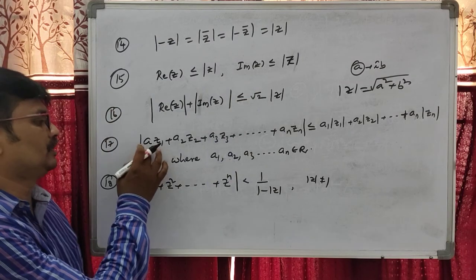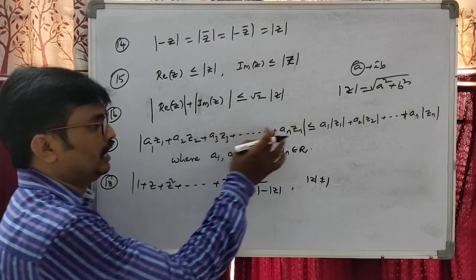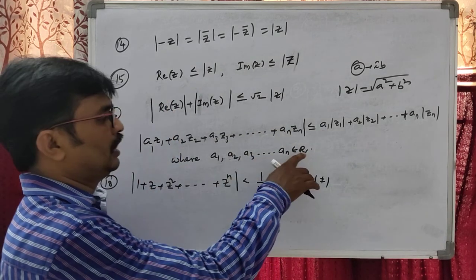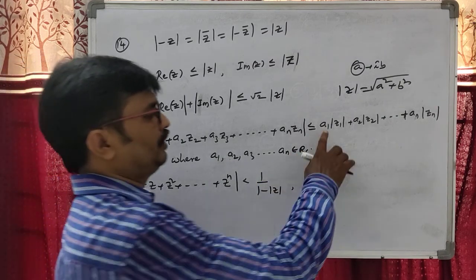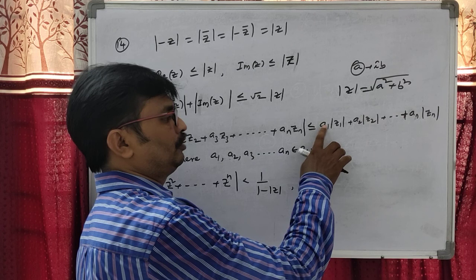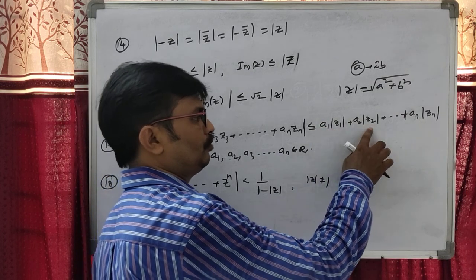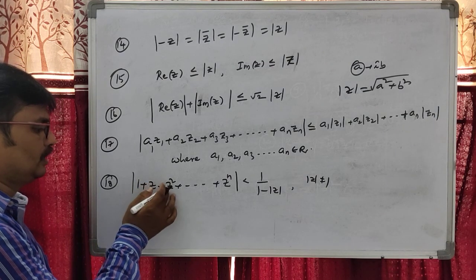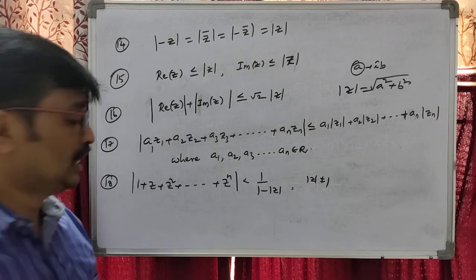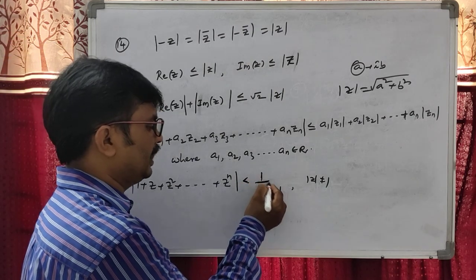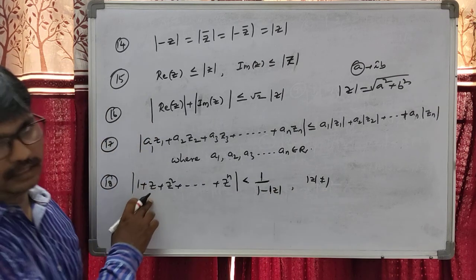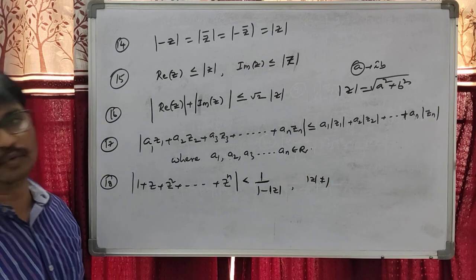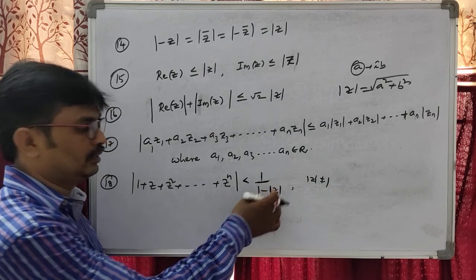This is, students, a1 z1, a2 z2, a3 z3 and so on up to an zn. These are all less than or equal to a1, a2, a3 and so on, an are real numbers. This can be written as a1 is a real number, so a1 you can write outside: a1 mod z1 plus a2 mod z2 and so on up to an mod zn. Finally, students, this is 1 plus z plus z square plus z cube, this is in GP. This is less than or equal to 1 by 1 minus r, where r is mod z, z square, therefore mod z is not equal to 1. When this is 1, this goes to infinity.